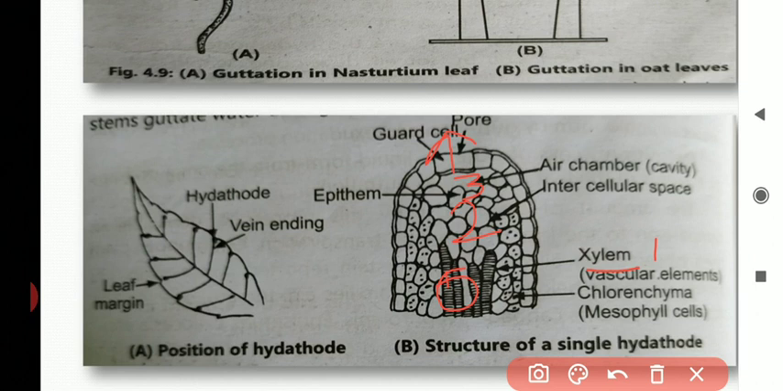Haberlandt distinguished two types of hydathodes. First, epithem hydathodes, and second, active hydathodes. Hydathodes from which water is forced out of the xylem vessel by root pressure are called epithem hydathodes. Active hydathodes are those from which water is given out by forces developed within the cells themselves. So these are the two types of hydathodes, epithem hydathodes and active hydathodes.